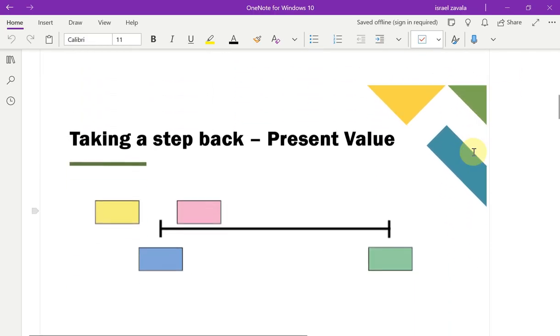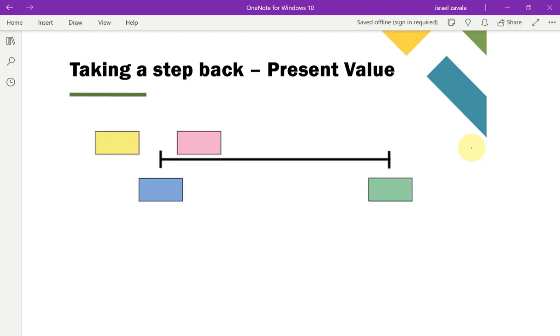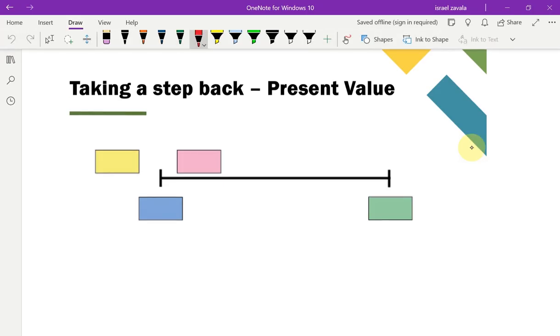Okay, let's go ahead and jump in here. Let's take a quick step back so that we can move forward into NPV. So, present value, I want to talk about this really quickly. Again, we have our periods, we have our interest rate, we have our present value, and we have our future value. Something I want to stress about this is that present value is effectively today, and our future value is sometime in the future, right?